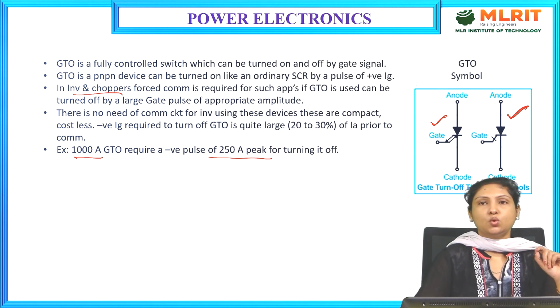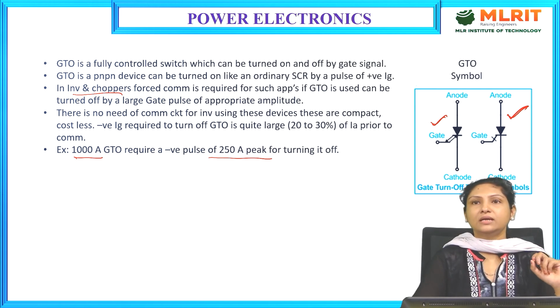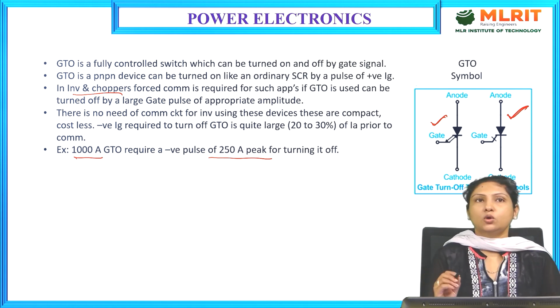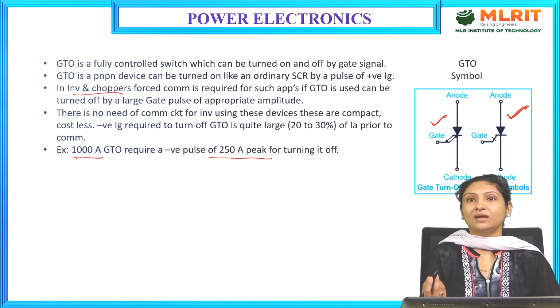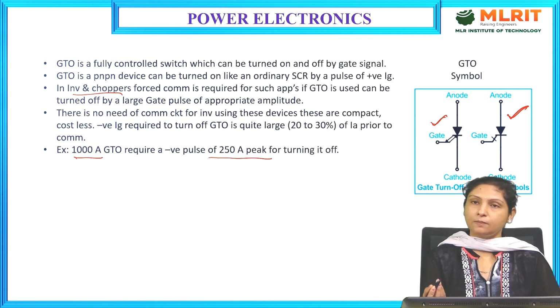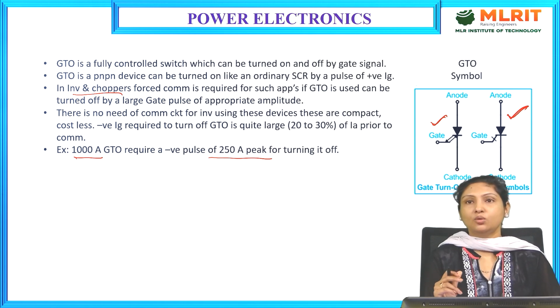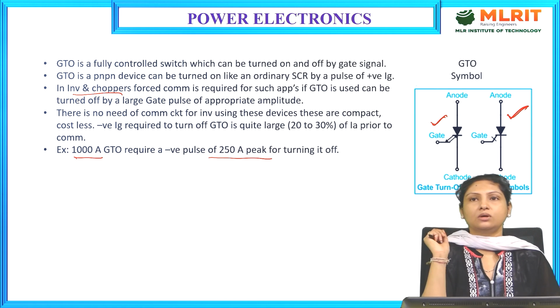See, GTO is similar to SCR, where SCR is only a semi-controlled switch, whereas GTO is a fully controlled switch. That is, in order to turn on the SCR, we provide a gate pulse, whereas to turn off the SCR, we require force commutation circuits. GTO can be turned on using a gate triggering pulse and can also be turned off using the gate triggering pulse. So we can control the switch using the gate triggering pulse. That is the reason this is termed a fully controlled device.